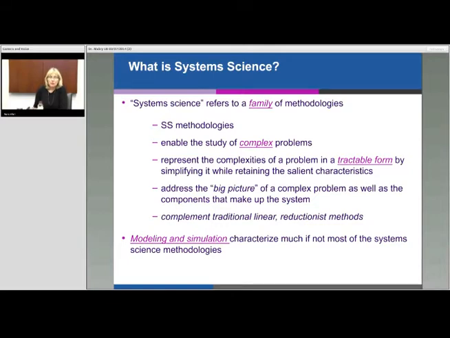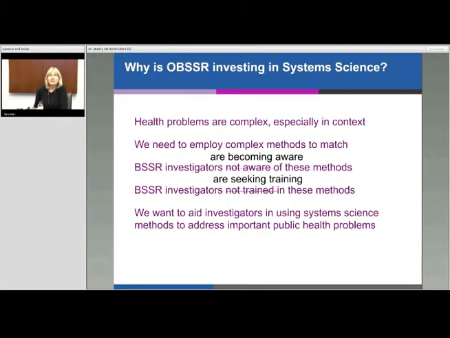Modeling and simulation, or mathematical and computational modeling and simulation, characterize much, if not most, of system science methods. The reason that we've been investing in these methods is that we recognize that the types of problems that we deal with in behavioral and social science as they relate to health are really complex. You can appreciate, once you start to look at the behavioral aspects, that there are many of them and they're interrelated and they play out over time, which makes for a complex picture.